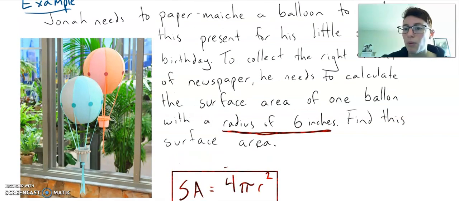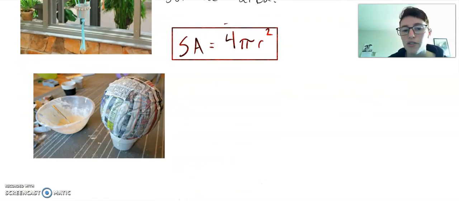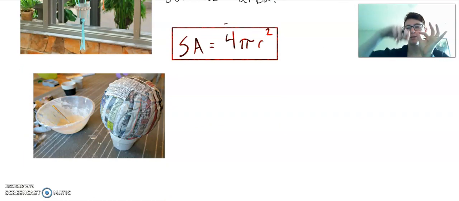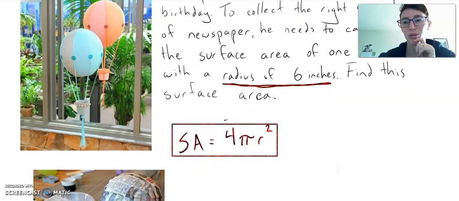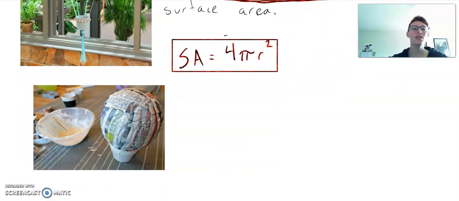Oh, in case you don't know what papier-mâché is, this is the process of papier-mâché on a balloon. You take light glue and paint it onto newspaper or something around something so it makes a hard shell. And that's how Jonah is making his hot air balloon present for his little sister. Okay, so we have our surface area.